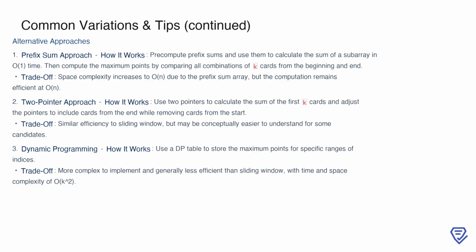Lastly, there's the dynamic programming approach, which involves building a DP table to store the maximum points for specific ranges of indices. While this method is more complex to implement and has a higher time and space complexity at O(k²), it can be a useful alternative in certain scenarios. Each of these approaches has its own strengths and trade-offs, so understanding them will allow you to choose the most appropriate solution based on the problem constraints and requirements.